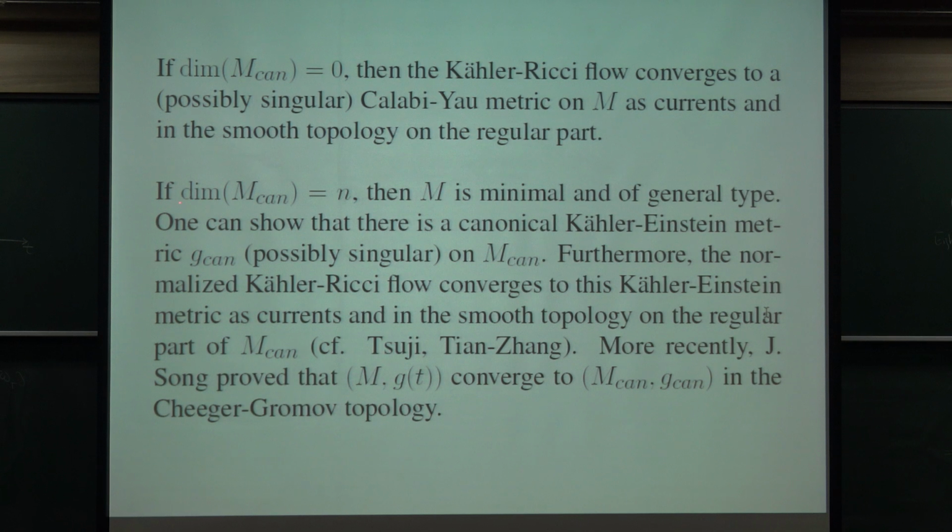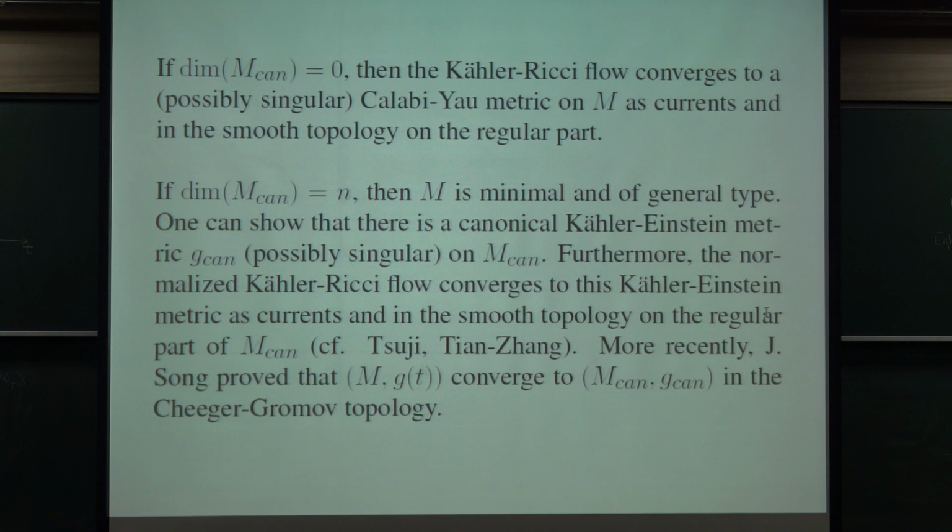Itself it is on a subvariety. And this is the general type case. If the canonical model has the same dimension as the original manifold, it's minimal and of general type, and one can show there is a canonical Kähler-Einstein metric, possibly singular on a small set, and furthermore the normalized Ricci flow converges to it. This was essentially proved by Tsuji, and we fixed some gaps in his proof. More recently, Jian Song proved that this convergence is even in the Gromov-Hausdorff, the Cheeger-Gromov topology, a bit stronger topology. I won't go into detail.